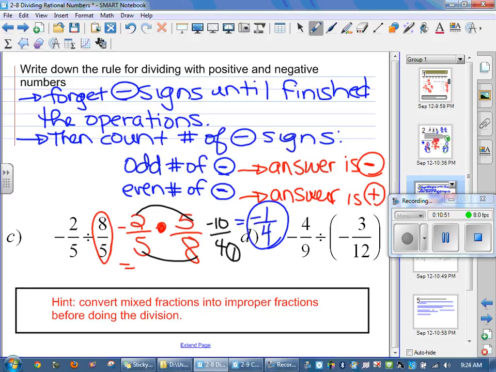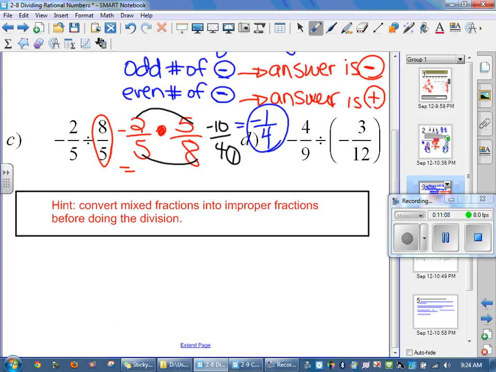Okay? Let's take a look at B. How many negative signs do you see? 2. So what's our answer going to be? Positive. So when I rewrite my numbers now, do I even have to write the negative signs? No, because my answer is going to be positive and they're going to disappear. So now I'm just going to do my last question here. So I've got 4 over 9 that stays the same. Timesing by, now I'm going to flip to 12 and 3. So I'm going to have 12 on top, 3 on the bottom. And remember, I got rid of the negative signs because you have 2 of them. They're going to disappear and give you a positive answer anyway.